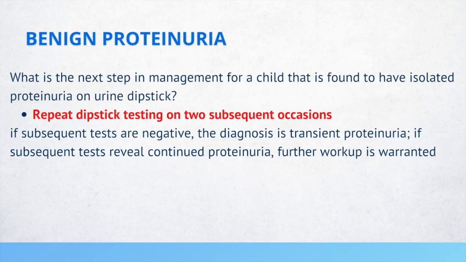Benign proteinuria. What is the next step in management for a child that is found to have isolated proteinuria on urine dipstick? Repeat dipstick testing on 2 subsequent occasions. If subsequent tests are negative, the diagnosis is transient proteinuria. If subsequent tests reveal continued proteinuria, further workup is warranted.